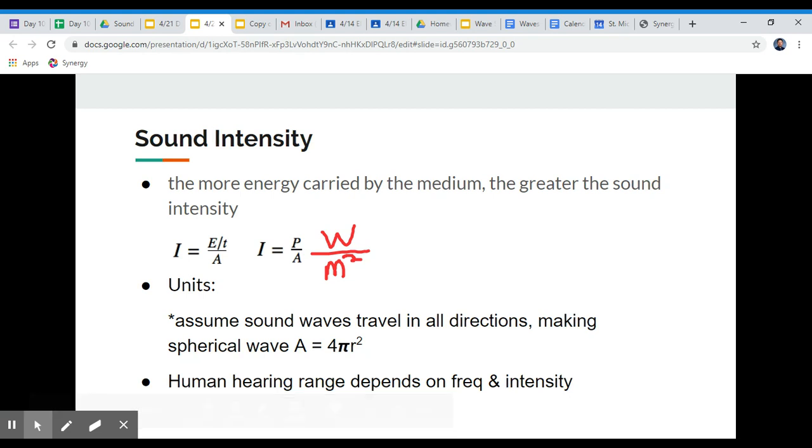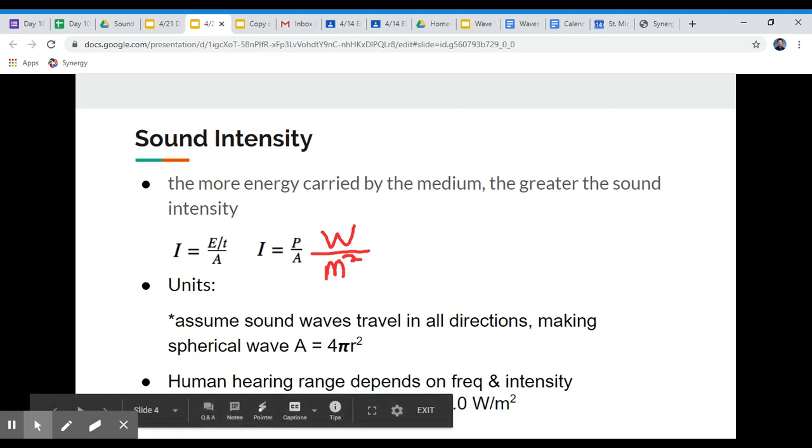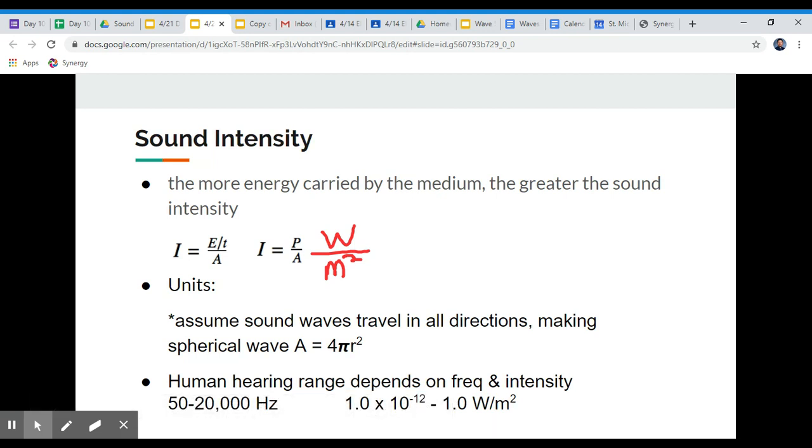The human hearing range, like I said, does depend on how old you are, and it depends on a lot of other factors, but it's usually 50 to 20,000 hertz. And then intensity anywhere from 1 times 10 to the negative 12th all the way up to 1 watt per meter squared.